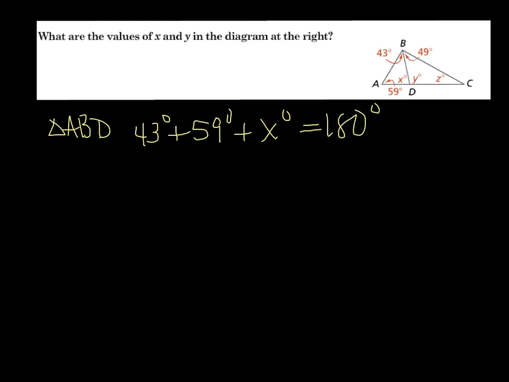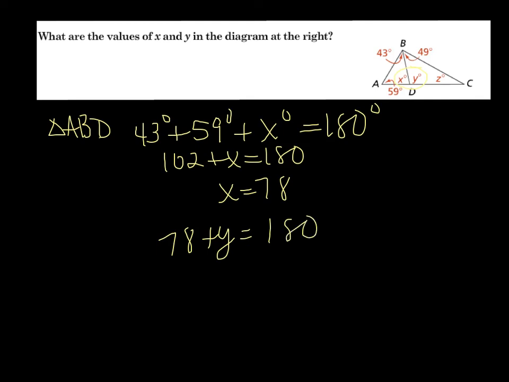What are the values of x and y in the diagram at the right? Well, in triangle ABD, I've got an angle of 43 degrees, I've got an angle of 59 degrees, and I've got an angle of x degrees. Within a triangle, I know that the sum of all the angles has to be 180 degrees. So if I solve this equation, that's going to give me 102 plus x equals 180, which means x is going to be 78. And then if I look at the diagram, the x and the y here form a linear pair. So if they form a linear pair, I know that 78 plus y has to be 180, which means y is going to be 102.